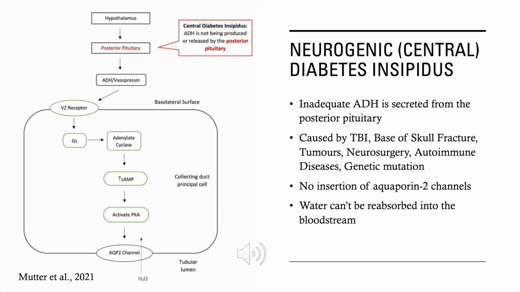There are several types of diabetes insipidus. Neurogenic diabetes insipidus, also known as central diabetes insipidus, is where inadequate ADH is released from the posterior pituitary. It can be caused by traumatic brain injuries or base of skull fractures near the pituitary stalk, tumours in the pituitary gland or hypothalamus, neurosurgery, autoimmune diseases, or a genetic mutation of the AVP gene. Around 40% of cases have occurred following surgery of a ruptured anterior communicating artery aneurysm.